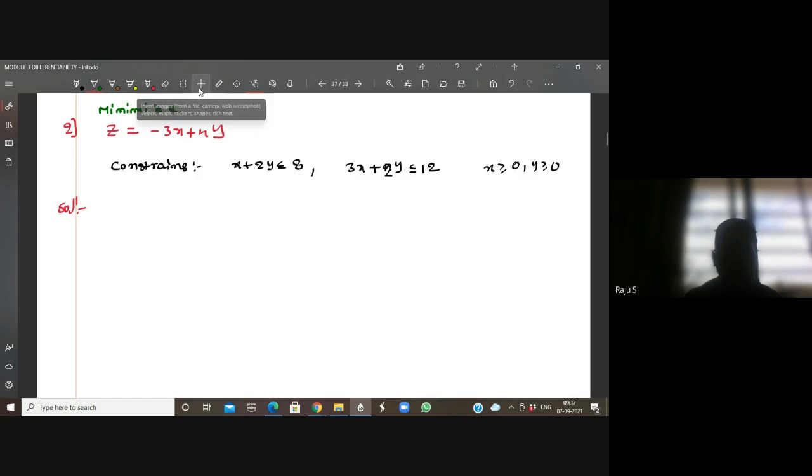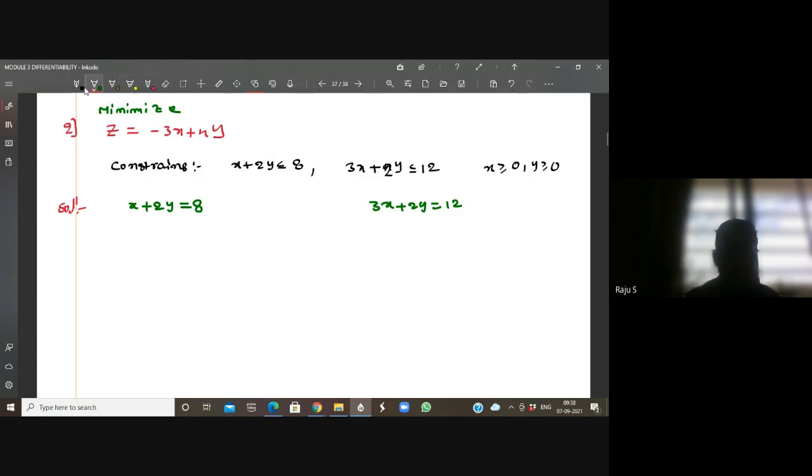First, I'm going to take the given linear inequalities as equations. First, I'm going to find the feasible region, which is determined by these linear inequalities. So first, x plus 2y is equal to 8. And another linear inequality, 3x plus 2y is equal to 12. You can consider them as equations.